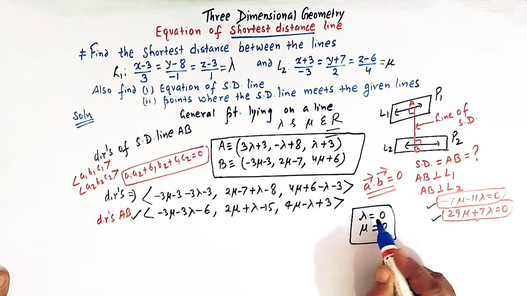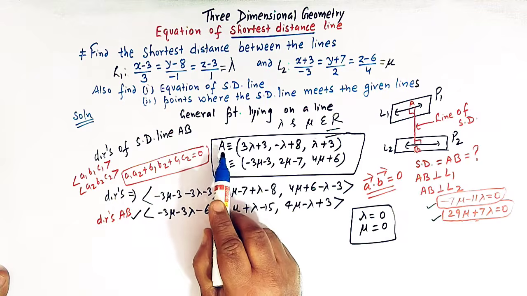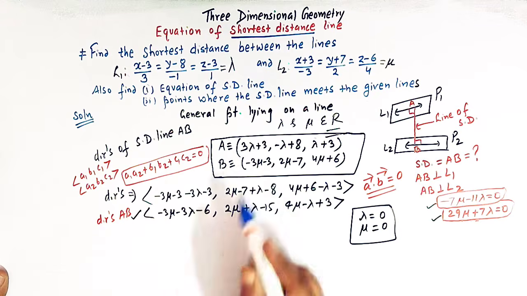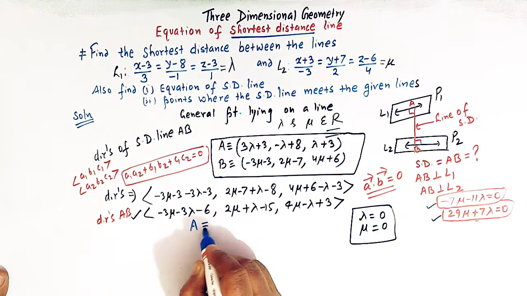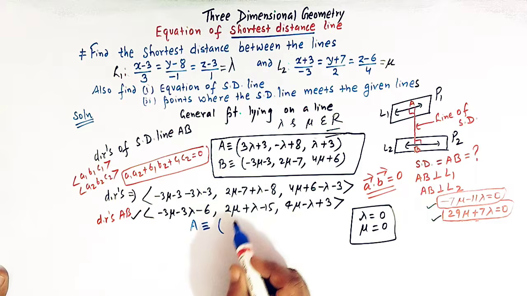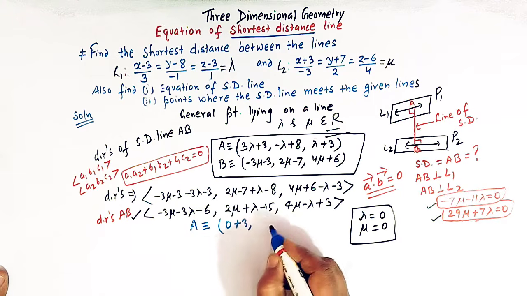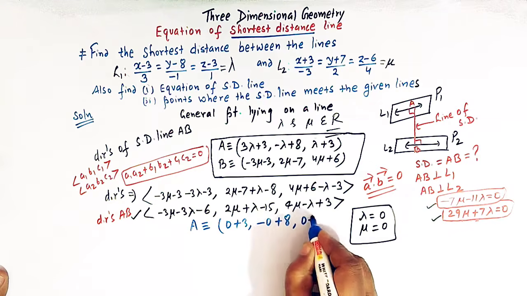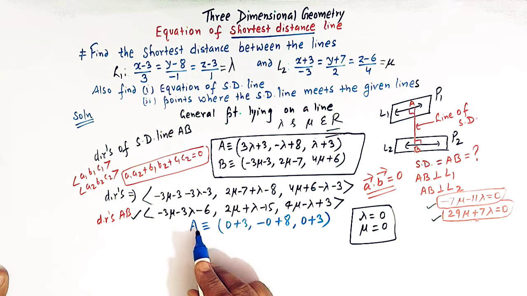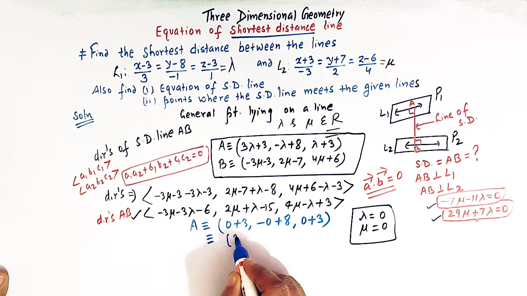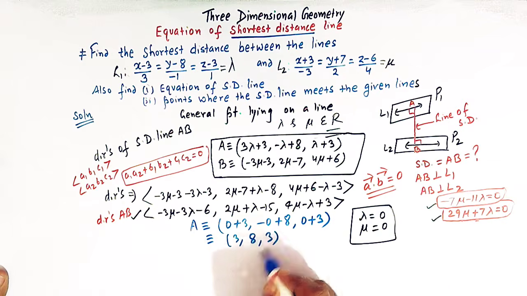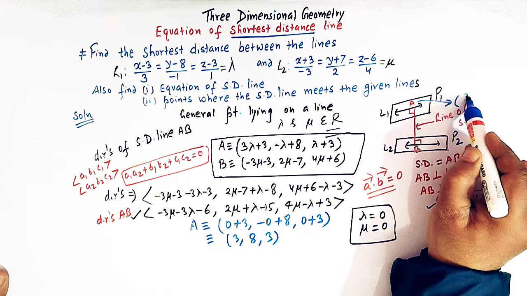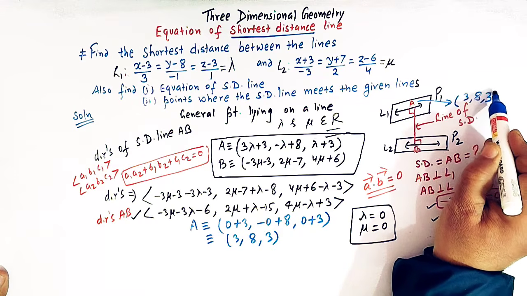So now using the values of lambda and mu, we can find out the coordinates of points A and B, right? So taking lambda equal to 0 here, we have the coordinates of A as 3 times 0 is 0, so we have 0 plus 3, then minus 0 plus 8, and then 0 plus 3, right? So the coordinates of this point A are 3, 8, and 3.